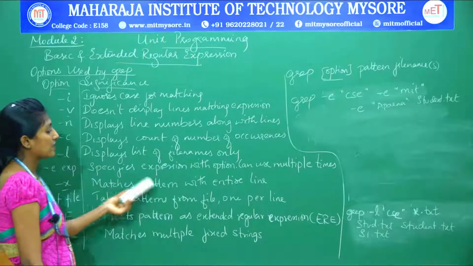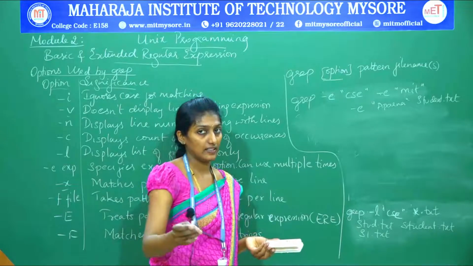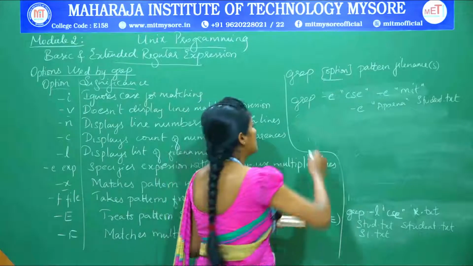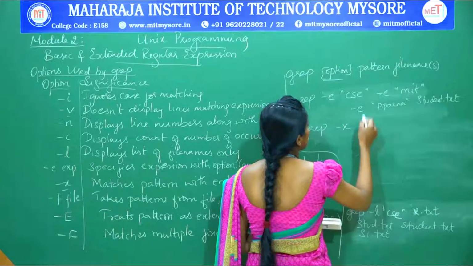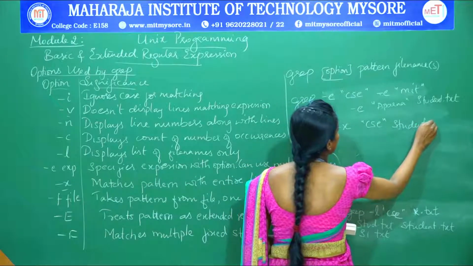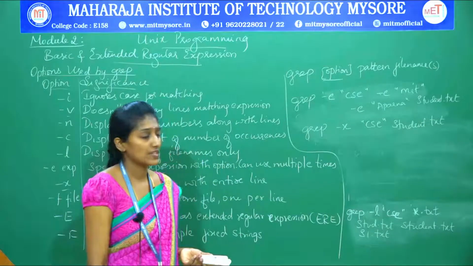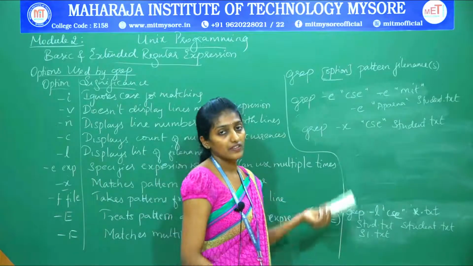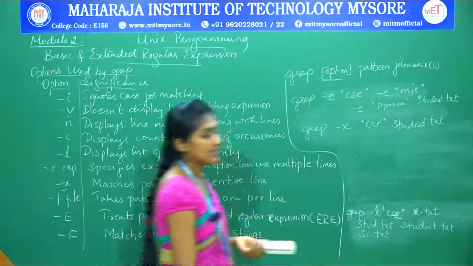It is going to match the pattern with the entire line. So if I want to match the complete line from one single file, at that time I can use grep. Okay, so grep -x CSE from the file student.txt. So what does this do? It is going to match the entire line from student.txt wherever the pattern CSE has occurred. Okay, so this is what -x represents here.